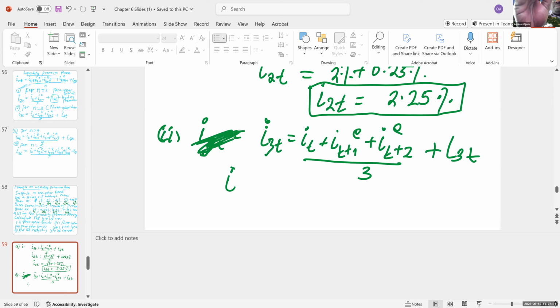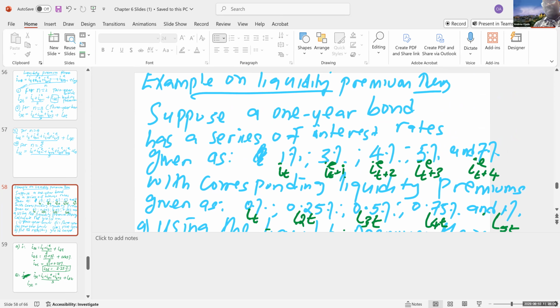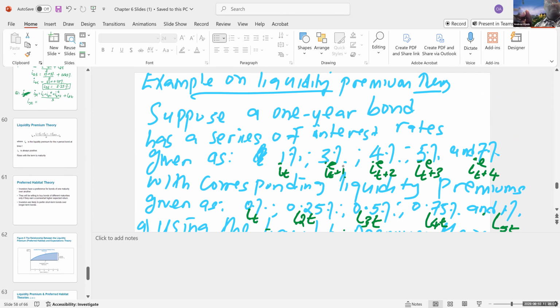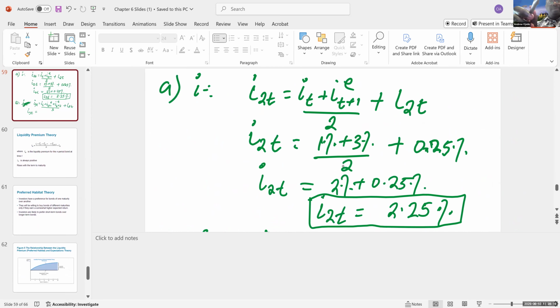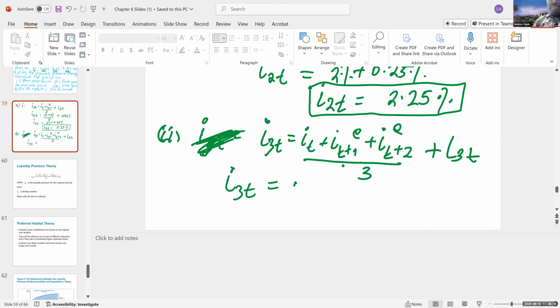So when we substitute this, what do we know? The series of interest rates here are given. So the first 3 is what we are averaging: IT, IT plus 1 expected, plus IT plus 2 expected. That's right. So which is going to be the 1% plus the 3% plus the 4%, divided by 3, plus the liquidity premium from holding a 3 year bond, which is given as 0.5%.